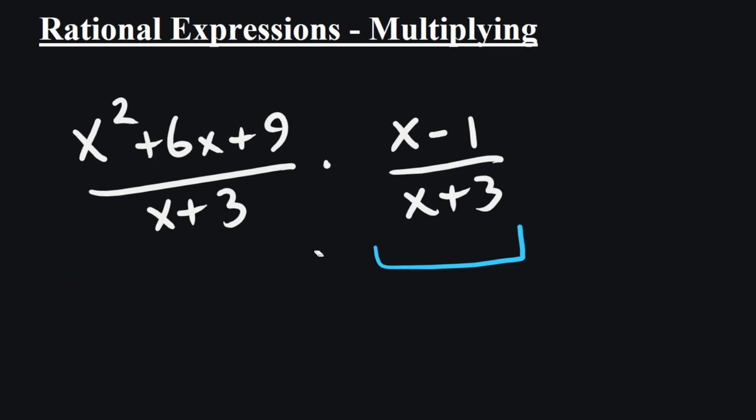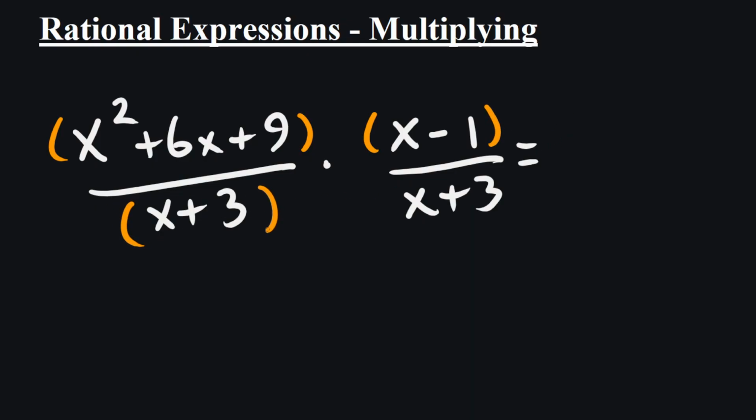Very similar to fractions, since these are essentially fractions, we multiply both the numerator and the denominator. That is how we multiply these rational expressions. So we can multiply the numerators, x squared plus 6x plus 9 by the numerator of this, x minus 1, and we multiply both denominators, x plus 3 times x plus 3. Excellent. So let's go ahead and multiply them.